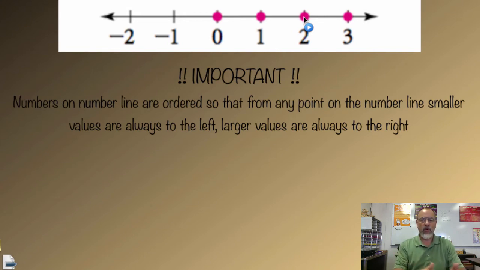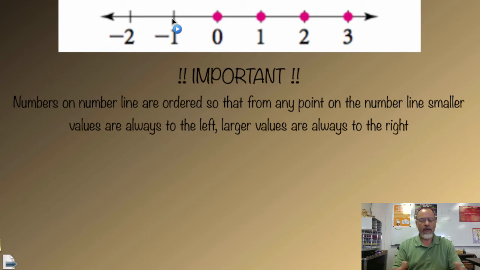So it doesn't matter where I am, this always holds. Numbers to the right are bigger, numbers to the left are smaller. If I'm at -1, all of the numbers to the right of -1 on the number line are greater than -1. All of the numbers to the left of -1 are less than -1.